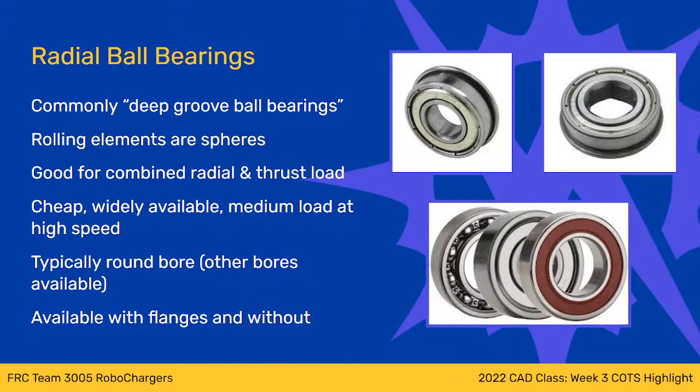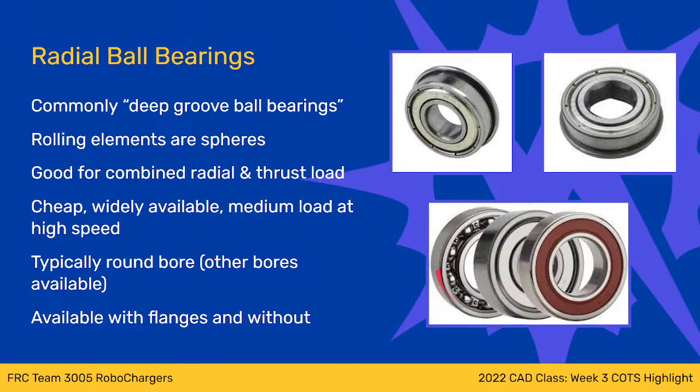All right, so let's talk about radial ball bearings. Now this is not a plain bearing. This is a rolling element bearing. Typically, most bearings, but ball bearings especially, have several features. They have this outer part. You can see the outer part has a flange on this bearing. These bearings down here, the outer part does not have a flange.